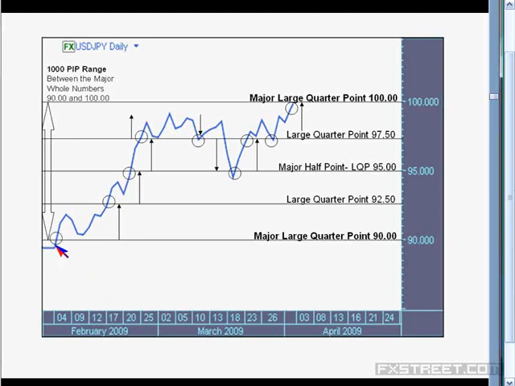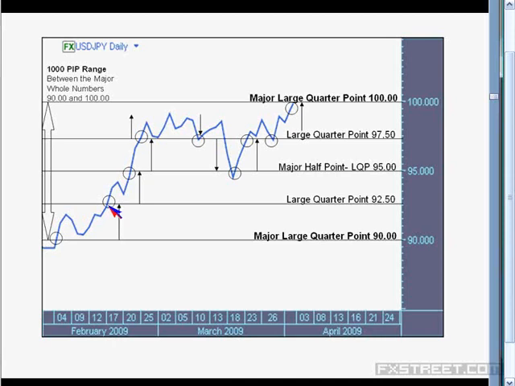As we can see here, in the beginning of the period the major large quarter point at 90 yen is reached. Prices enter above the major large quarter point at 90 yen and make a move towards the large quarter point above at 92.50 yen. However, on the first attempt, the large quarter there is not very successfully completed. Prices pull back to the preceding large quarter point, don't break below 90 yen, and make another attempt to complete the same large quarter, targeting 92.50. Ultimately, on a second attempt, that large quarter is successfully completed.